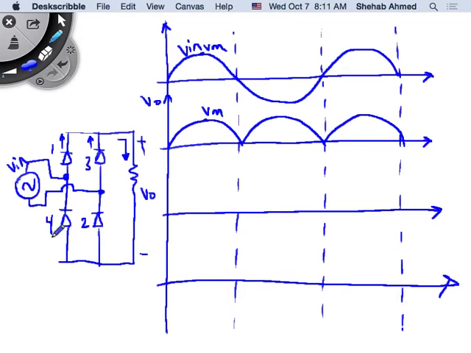So this is V output. I output in this case looks exactly the same as V output, just scaled by the value of the resistor. That's fine. So how about I source? Let's draw I output, just to make it easy first. I output looks exactly the same as this. So this is I output.